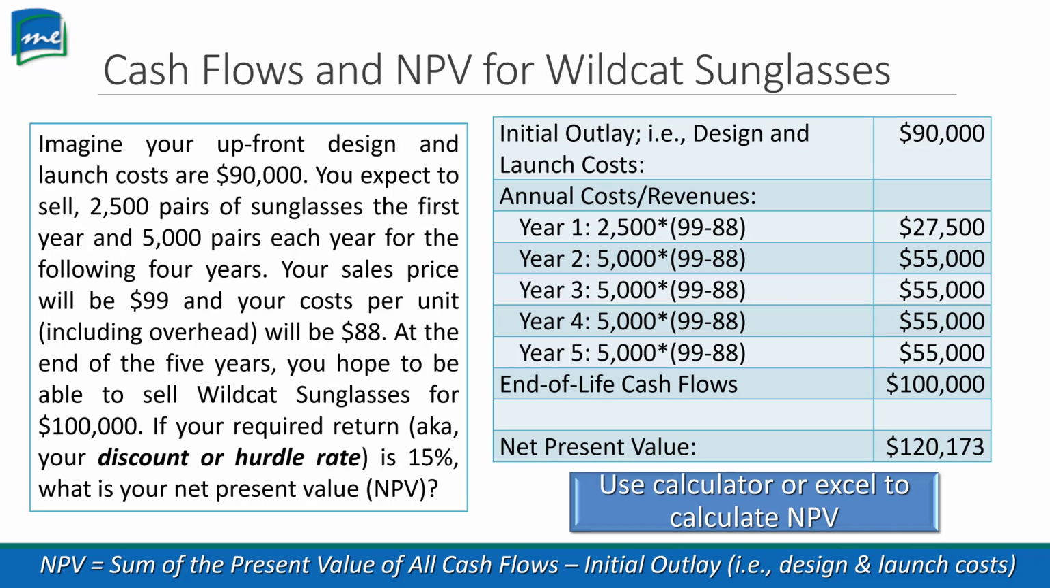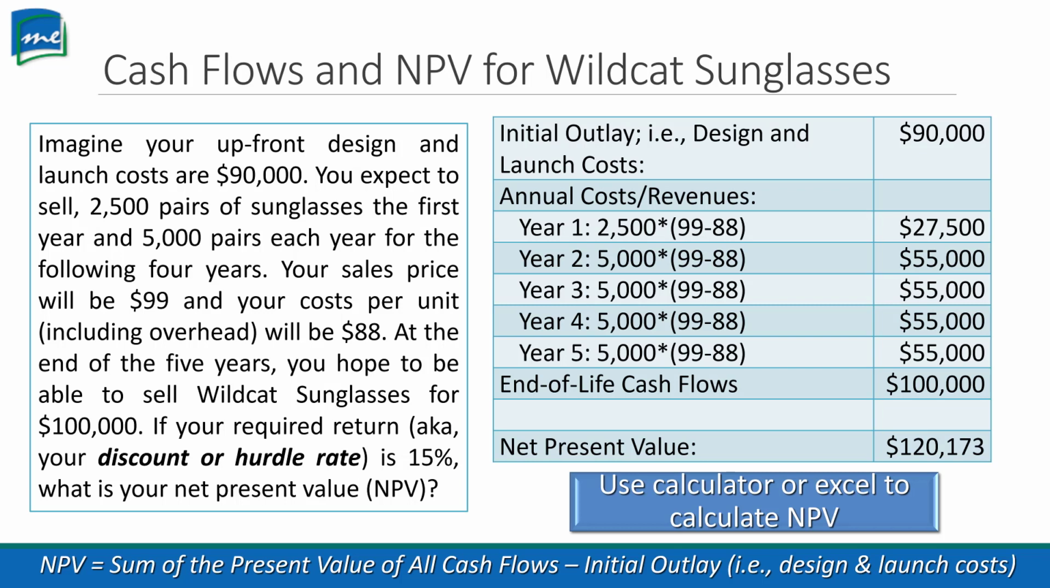Then years 2 through 5, it's 5,000 units. You're going to do the same thing: 5,000 times your sale price minus the cost to make it, which in this case is still $11. So we have $55,000 for years 2 through 5. And then your end-of-life cash flows. So when you sell off your company for $100,000, so we have $100,000, or $120,173 is your net present value.